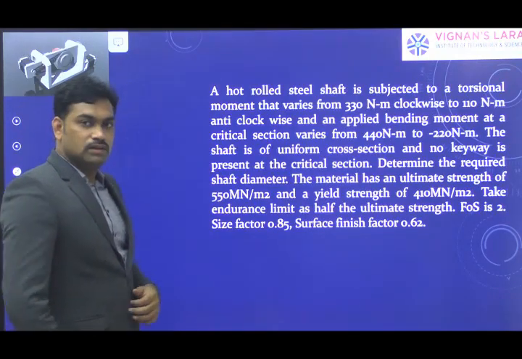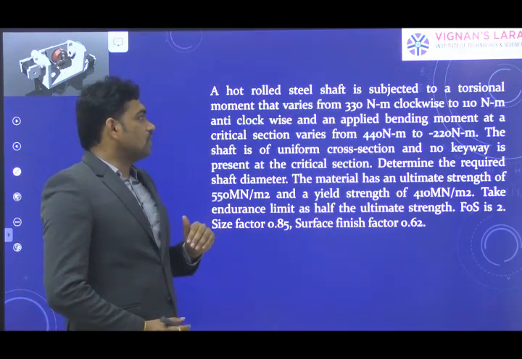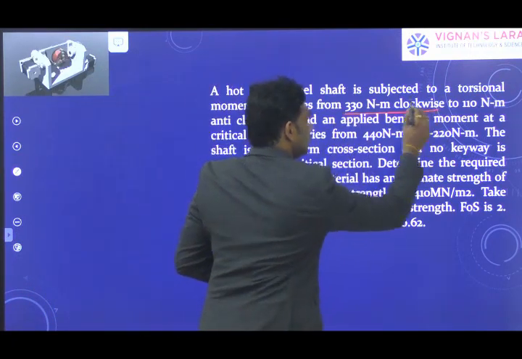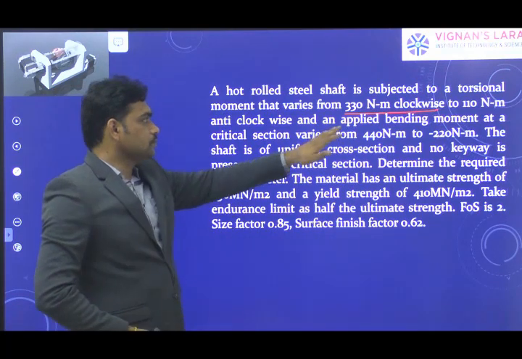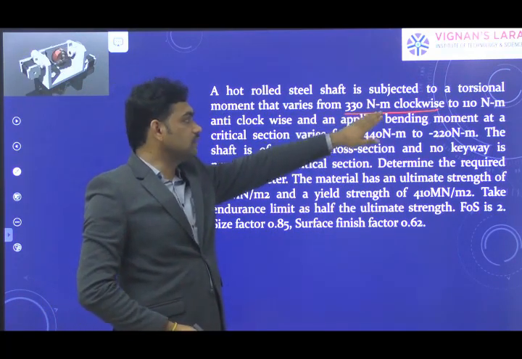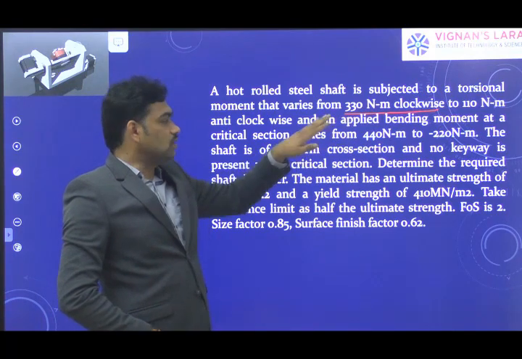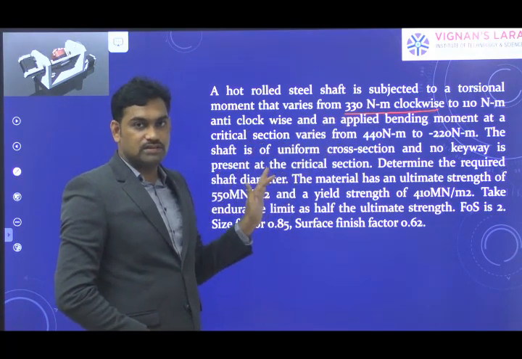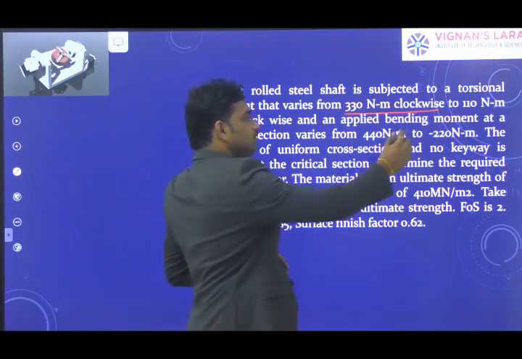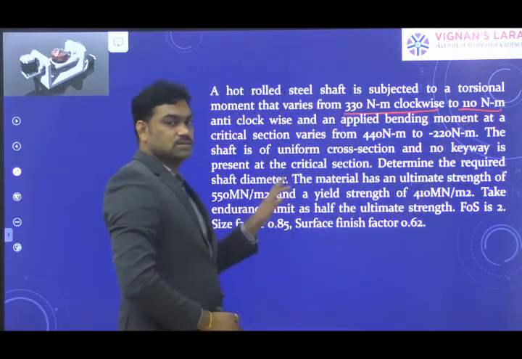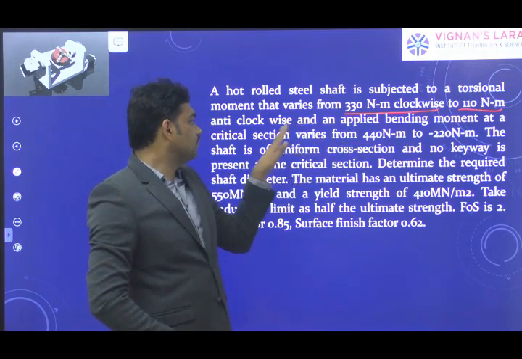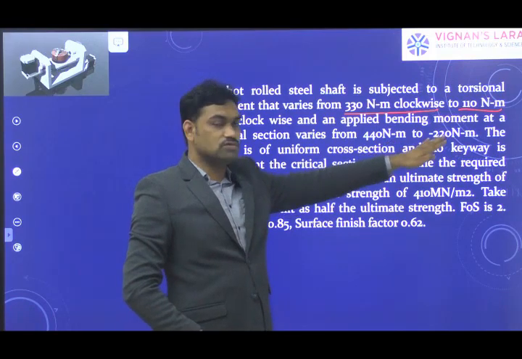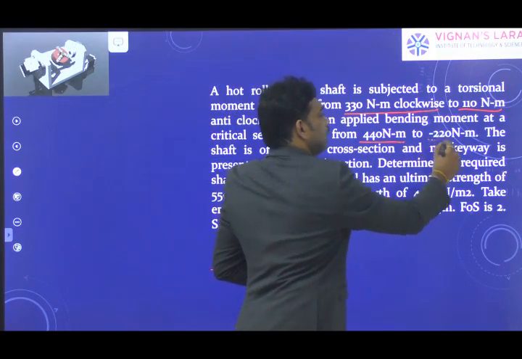So here it is subjected to a torsional moment. The maximum torsional moment is 330 Newton meter clockwise, and there is an anti-clockwise one. Clockwise indicates plus and anti-clockwise indicates the negative sign. The minimum torque is 110 Newton meters. It is also applied with a bending moment at the critical section that varies from 440 Newton meters to minus 220 Newton meters. That is, M max and M minimum are given.